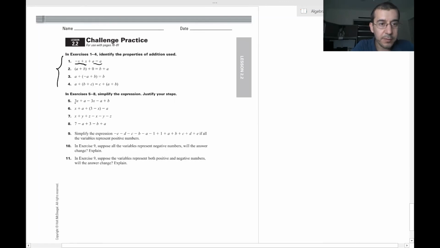In exercises 5 through 8, simplify the expression, justify your steps. So here we have 3x and minus 3x, so they cancel out. We have a and minus a, they cancel out. So we just have b. So b is the answer for number 5.